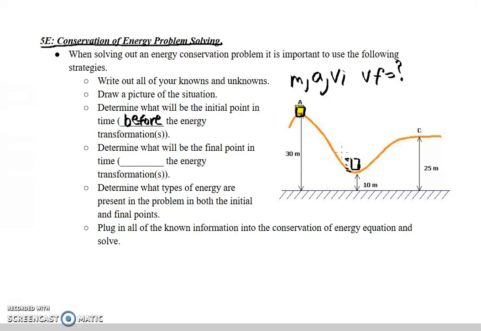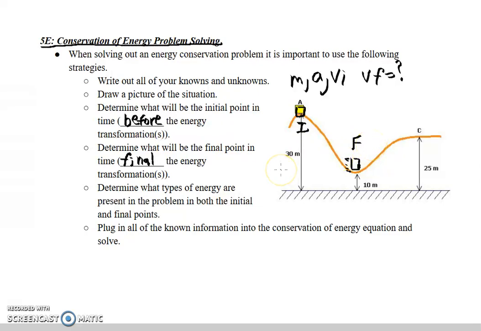Right, if you wanted to pick an initial point, a good initial point might be up here before anything happens to it. I for initial. And then you also have to determine a good final point, a point after some energy transformation happens to it. In this case, falling down that slope would be the transformation. So a good final point would probably be at the bottom right here.